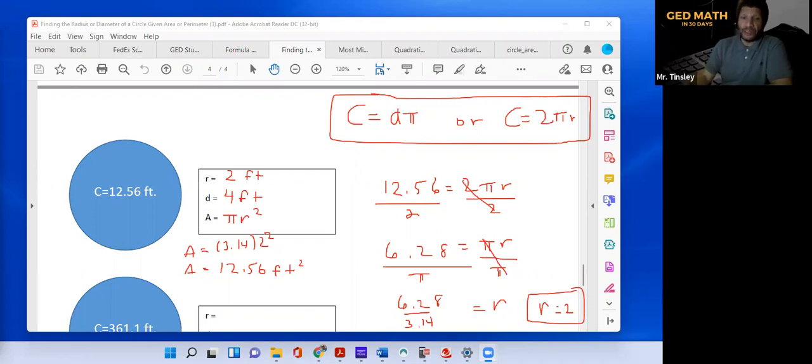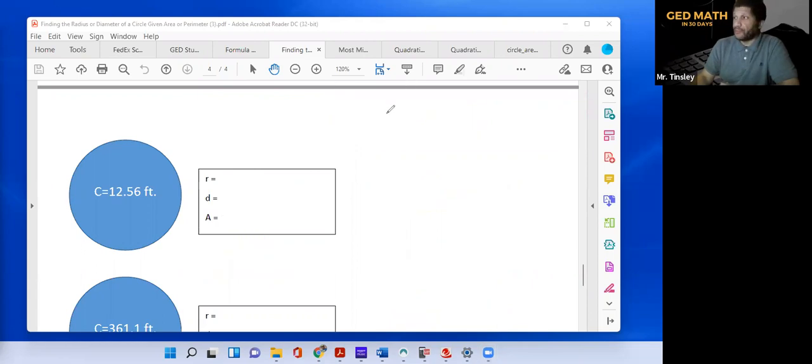Okay, thank you, Latasha. So now we still have 2, 4, and 12.56. Now let's see if we get the same thing. So let me save this and clear it out. I would have used this formula: C equals D times pi. Why? Because I only have one thing that I don't know, and that's D.